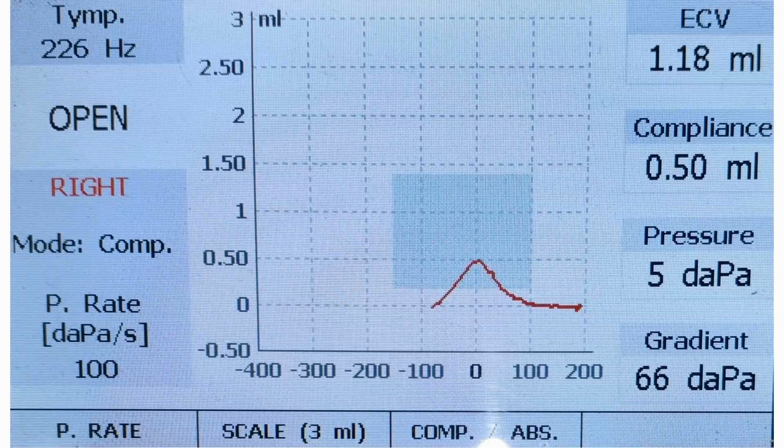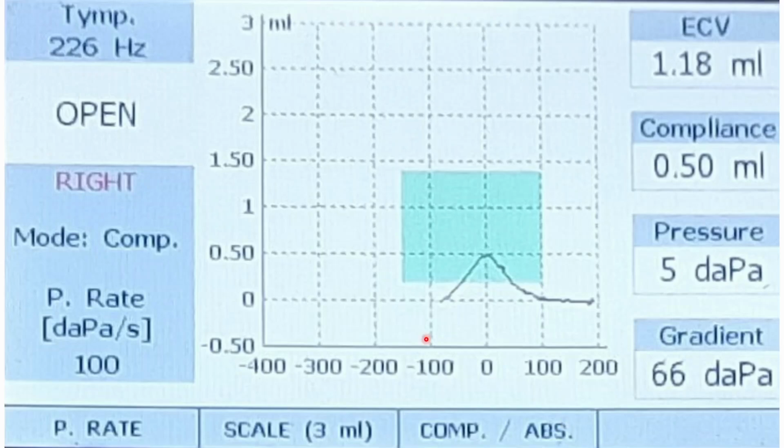So again, this is what is captured from the screen of the machine. The frequency is 226 Hertz. This red is for the right side. The pressure given here is 5, compliance 0.5, and external canal volume is 1.18. So these are normal values, and this blue is for the left side.